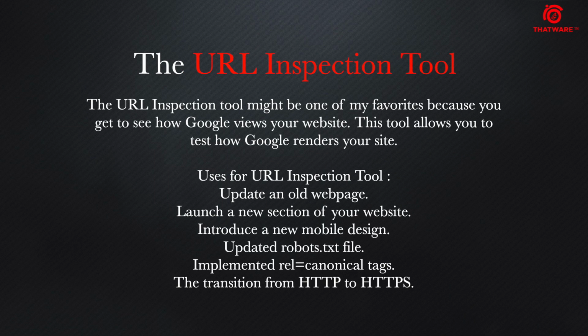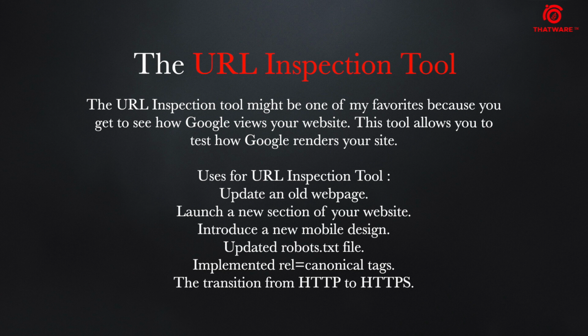Okay, the first segment to look for is the URL inspection tool. This is one of my favorite tools because this really gives you the understanding on how Google views your website. This tool allows you to test how Google is actually rendering and taking control of your site. The main uses for this tool: you can update an old web page if you find that it is not indexed. You can also launch a new section of your website. You can test your mobile designs. You can check how the robots are performing. You can even check the canonical tags and so on. So this is one of my favorite tools for understanding many of the technical factors in the Search Console.